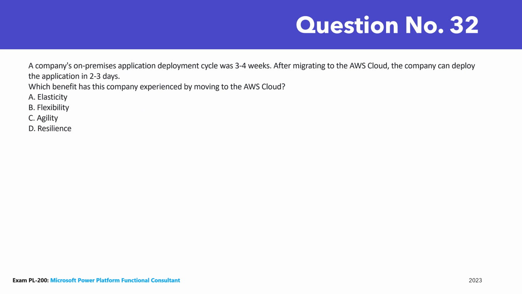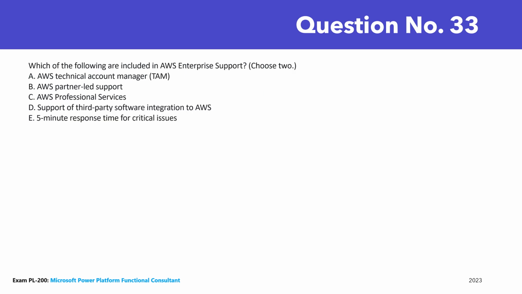A company's on-premises application deployment cycle was 3 to 4 weeks. After migrating to the AWS Cloud, the company can deploy the application in 2 to 3 days. Which benefit has this company experienced by moving to the AWS Cloud? A. Elasticity. B. Flexibility. C. Agility. D. Resilience. Correct answer, A.